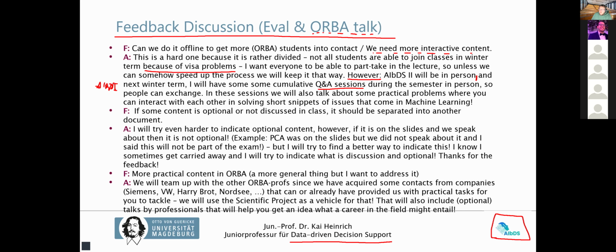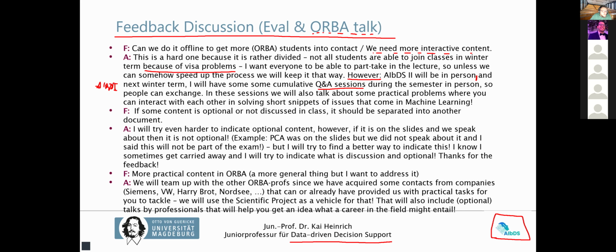You need to acquire skills. You need to discuss. You need to be able to get additional knowledge. It's not just passing exams and then getting a job, but you need to be involved. Okay. Next, more practical content over more general things, but I want to address it.